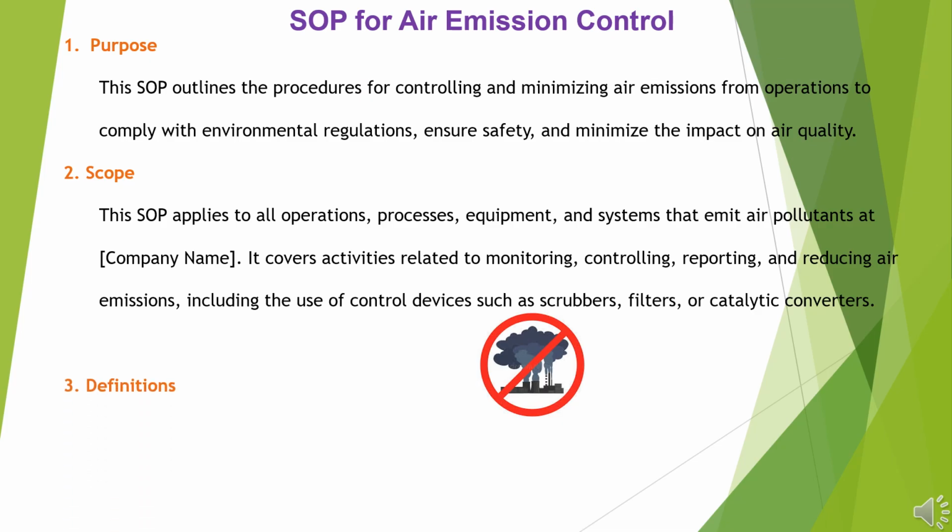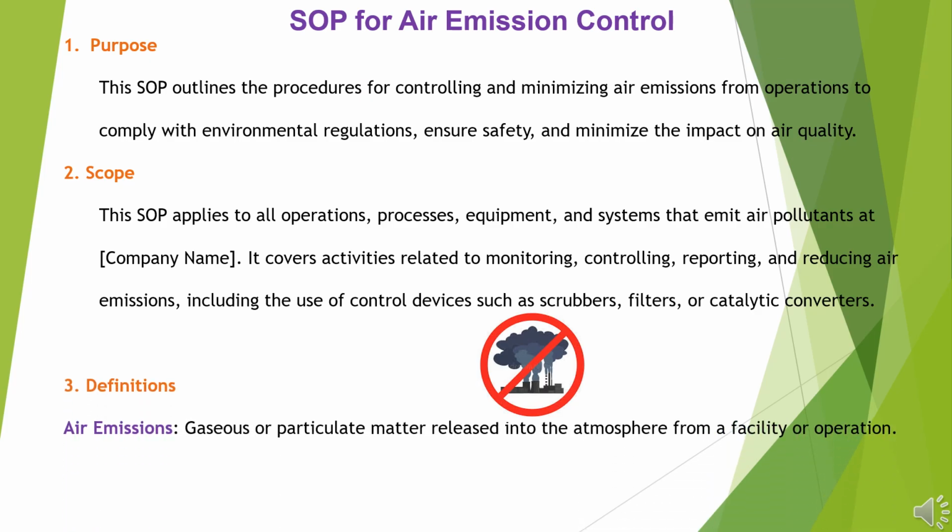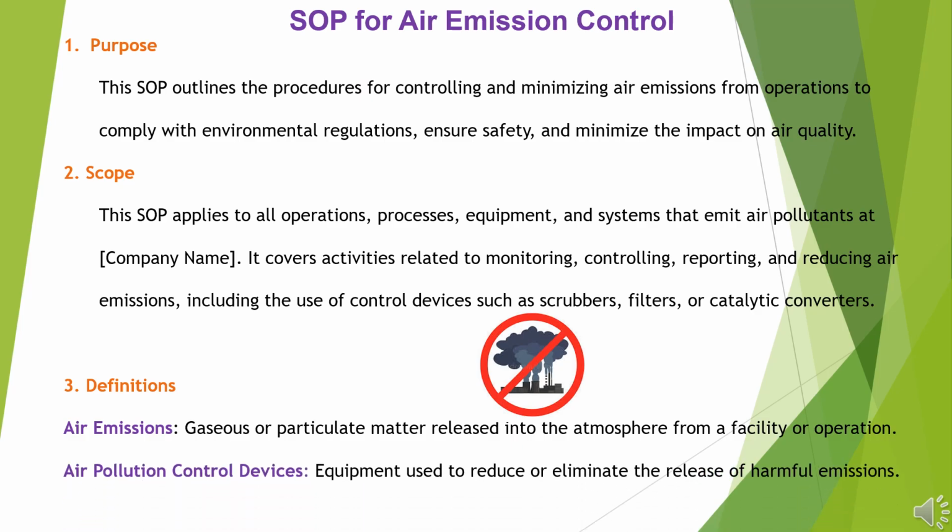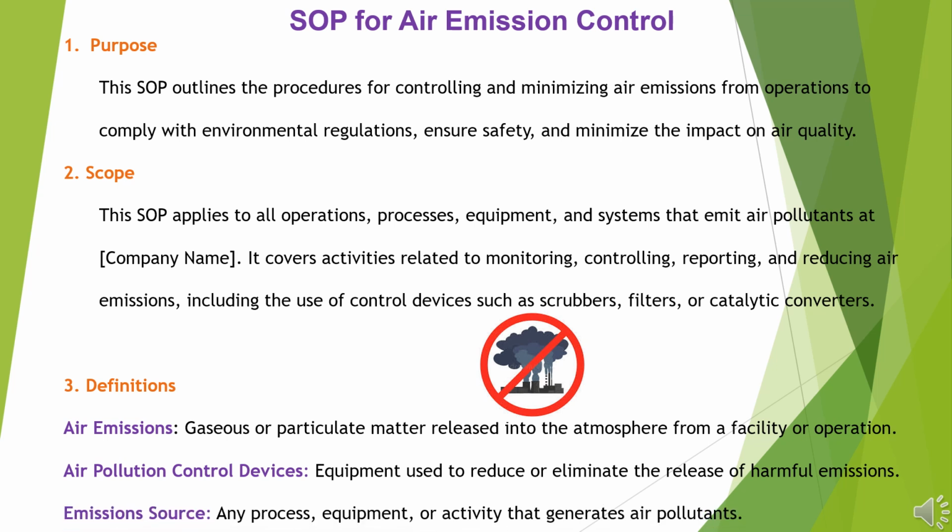3. Definitions. Air emissions: gaseous or particulate matter released into the atmosphere from a facility or operation. Air pollution control devices: equipment used to reduce or eliminate the release of harmful emissions. Emission source: any process, equipment, or activity that generates air pollutants.